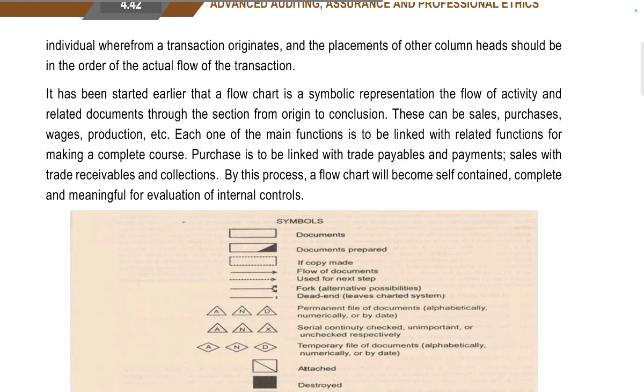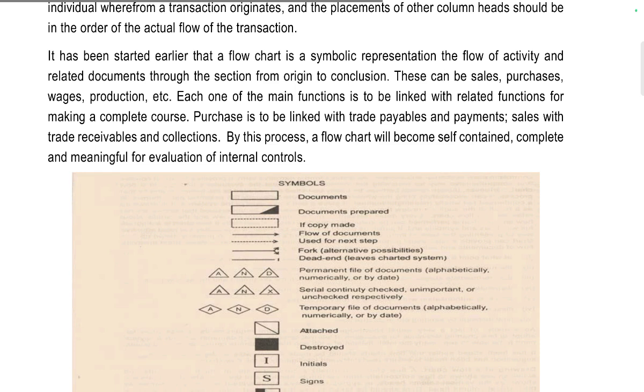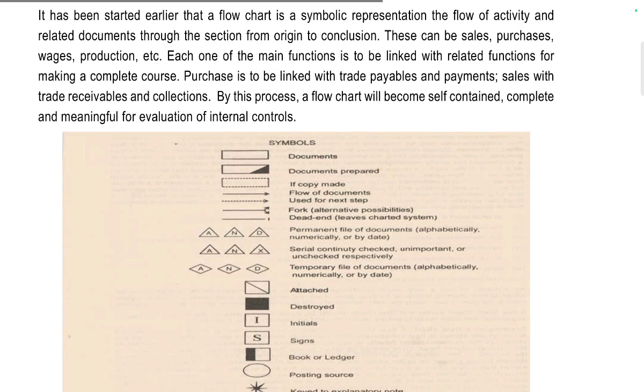We have started, as we had said earlier, that a flow chart is a symbolic representation of the flow of activities of documents through the selection of origin and conclusion. These are sales, purchases, wages and products. Each of the main functions is linked with each other. I mean, purchases are linked to trade payables, and sales are linked with trade receivables.